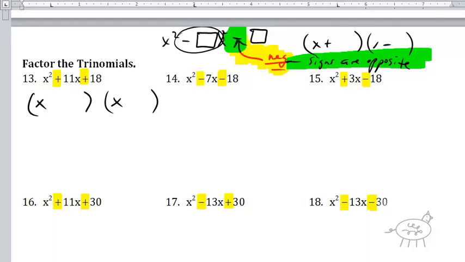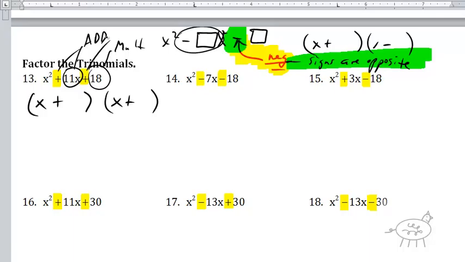So what we're going to do is it's got to multiply to give you positive. So it's either plus plus or minus minus. And because it's plus here, it's going to be x plus and x plus. Okay? So now the question you're going to say is, here's the deal. What multiplies to give you the last term and adds to give you the middle term?